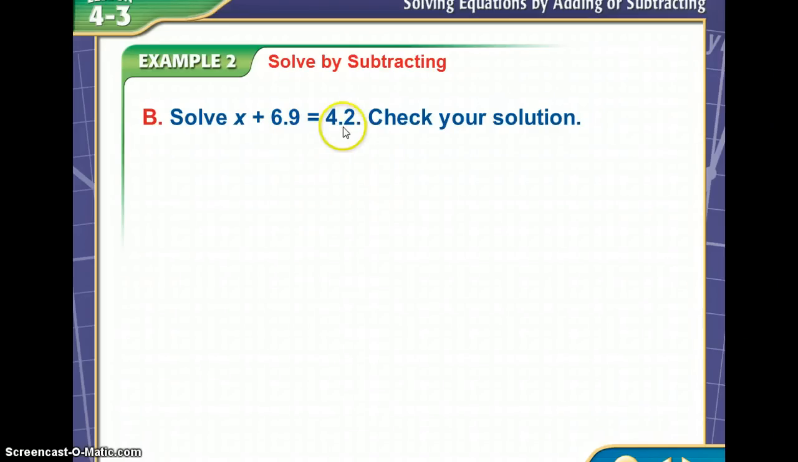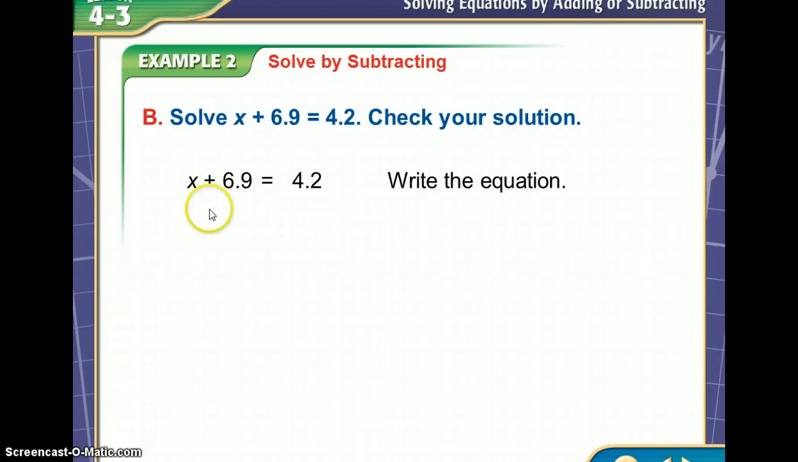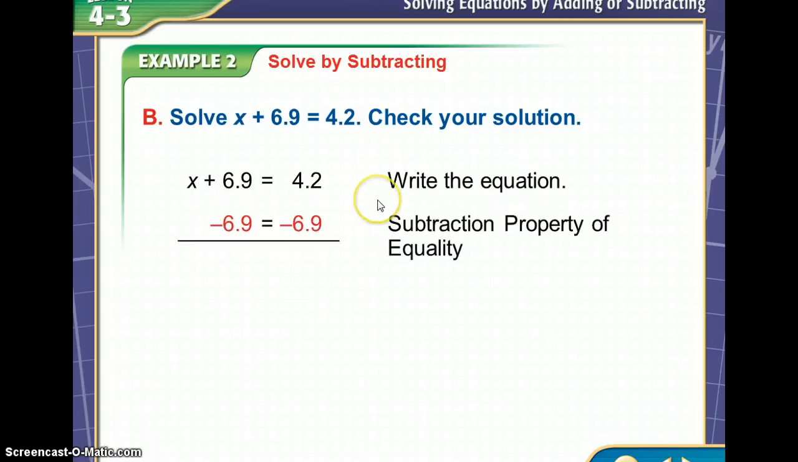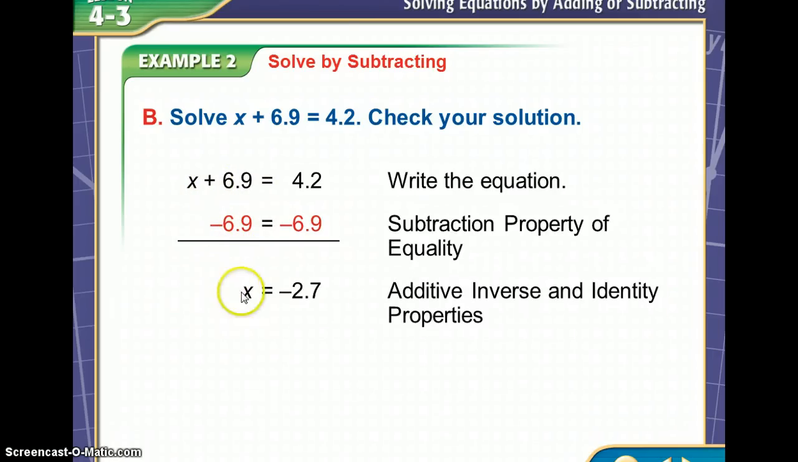Okay, do the same thing now, except this time you're using a decimal, but it's going to work exactly the same. You begin by writing out the equation, and then since x is being added to 6.9, we're going to subtract 6.9 from both sides. That will allow this side to become just x plus 0, or x, and over here you have 4.2 minus 6.9. Now, these work just like they did before. You can use a calculator if you want to help you get that negative 2.7.